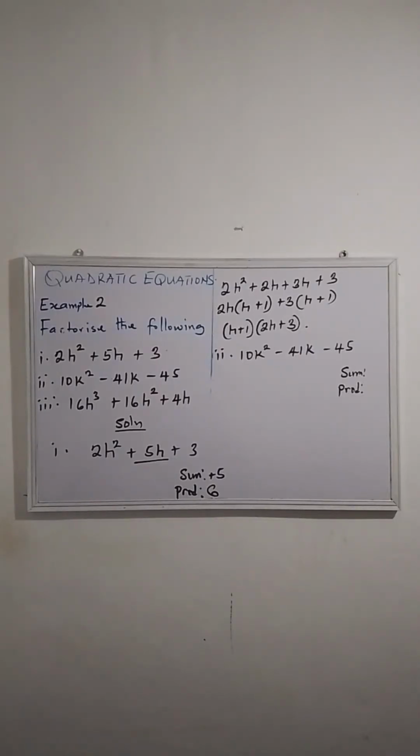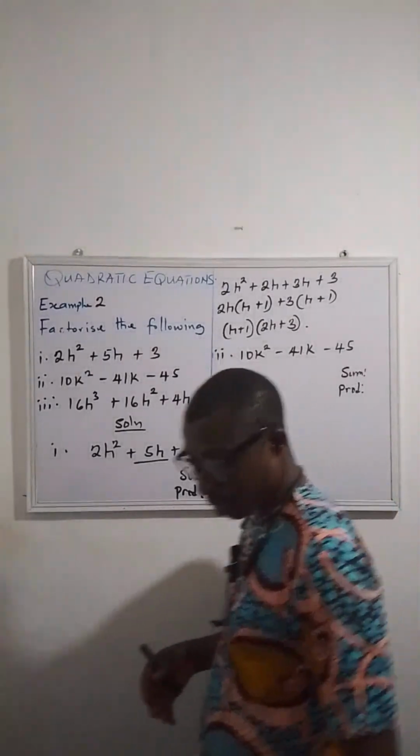Titilayo. Okay, sum is negative 41 and product is negative 450. Yes, others should drop the answer. Make sure you are doing something, and that's the best way to improve. Once you are given an activity to do, make sure you do it. It will help you to improve.